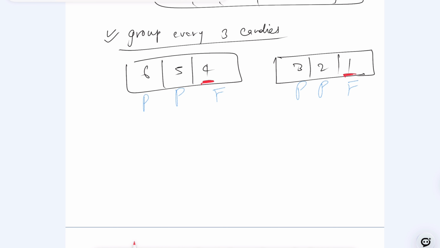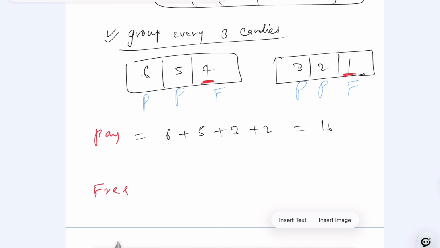Okay, let's talk about it first. What you are going to pay here, guys? Pay and free, two things are important here. When you are going to pay, you will see 6 plus 5, and here let's suppose 3 plus 2. All we are going to save, you are getting how much? 16. 6 and 5 is 11, 3 and 2 is 5, so total 16. Yes, correct.